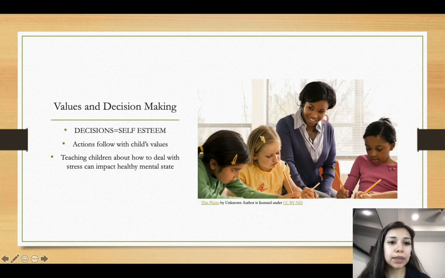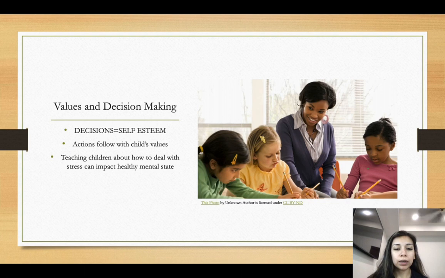So values and decision making, when it comes to its relation to mental health, the decisions that they do make does impact their self-esteem. So they go hand in hand. Let's say a child who has a very low self-esteem will probably make poor decisions. Their actions do follow with their values as well. And teaching children about how to deal with stress can impact their mental state. So just teaching them how to deal with it appropriately will really help them in the long run on how to deal with stress.